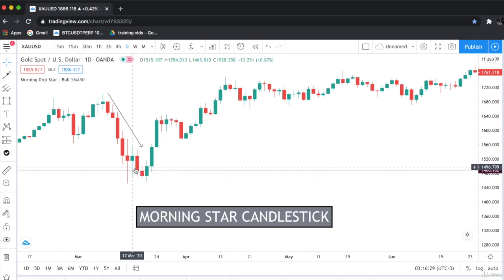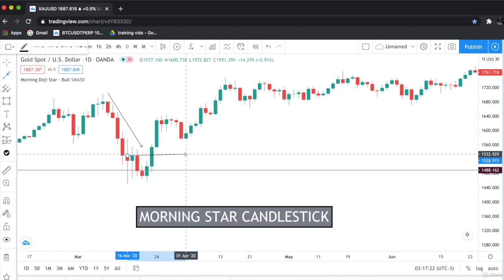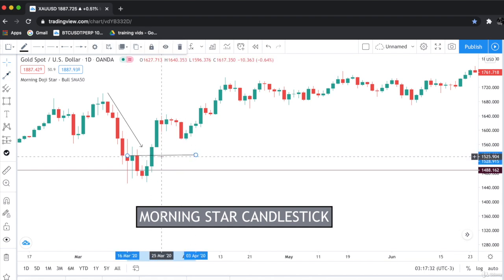And the third candle is bullish, as you can see. This is the third bullish candle. This would be our entry point, when the price breaks the open of the bearish candle.